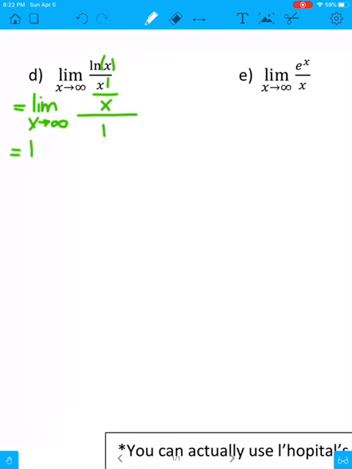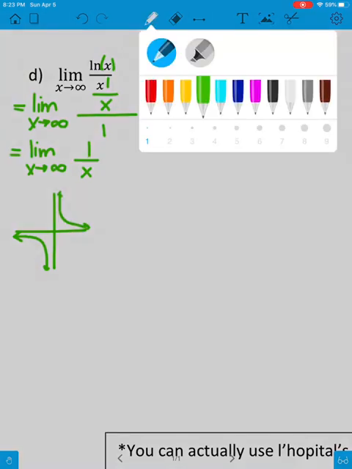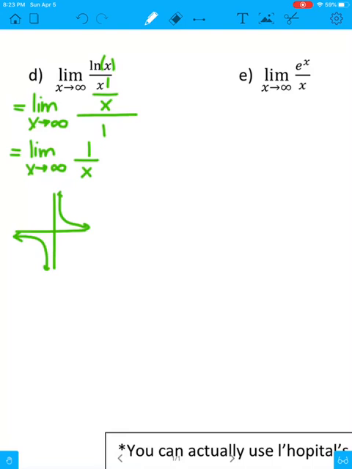So I'm actually left with the limit as x approaches infinity of 1 over x. Now when I look at the graph of 1 over x, as I approach infinity, it looks like this. This is the graph of 1 over x. So as I approach positive infinity on the graph of 1 over x, I'm approaching 0 again. So my answer to this is 0.